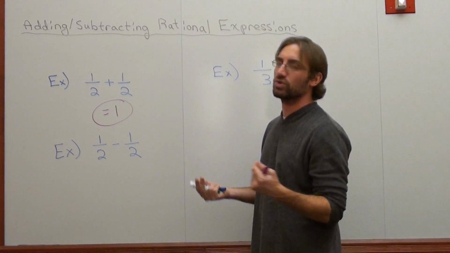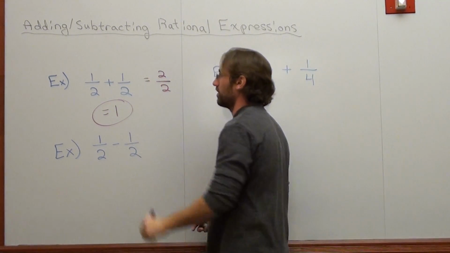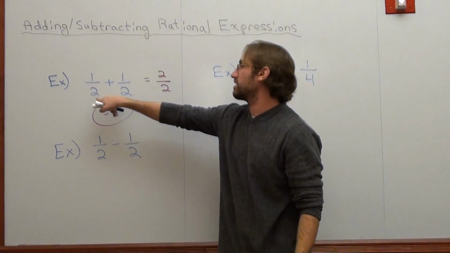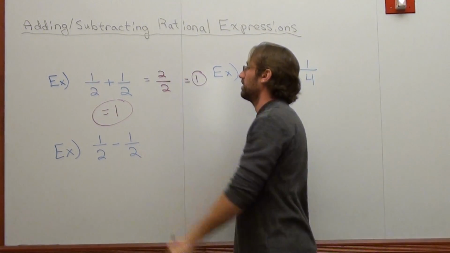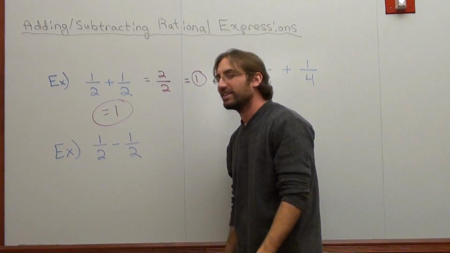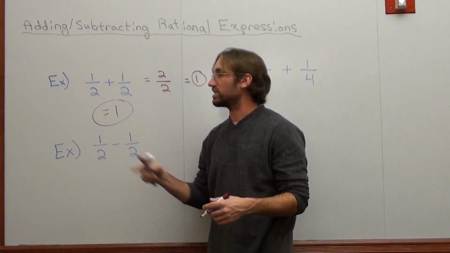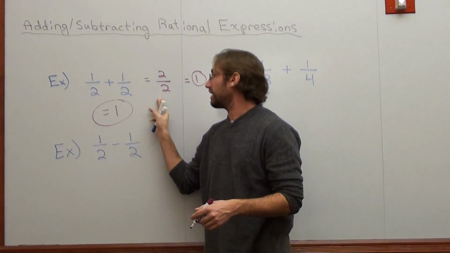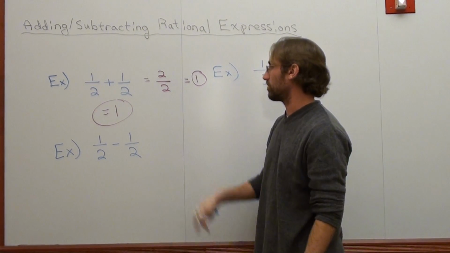I say, okay, well, here's what you do. You add up the numerators, and you leave the denominator alone when you're adding fractions with similar denominators. And then 2 divided by 2 is 1. That's exactly what you do. If you're adding or subtracting fractions and the denominators are the same, leave them the same, and only add or subtract the numerators. So that's 2 over 2 equals 1.